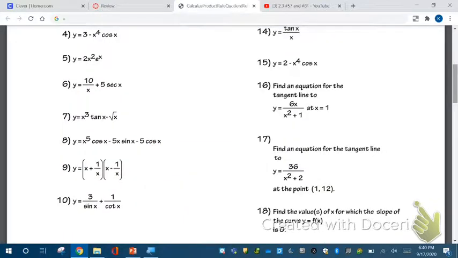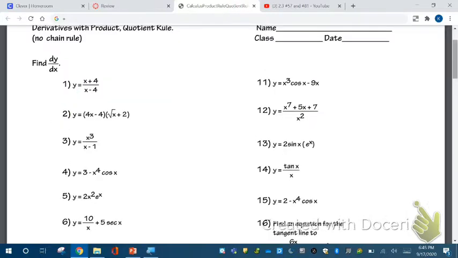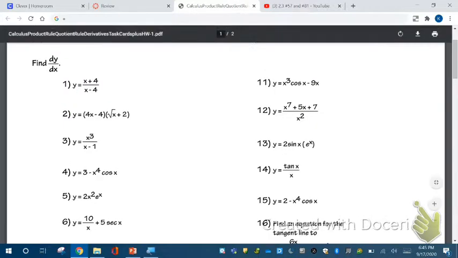Okay, number 6, this is a power rule. Okay, move that up. That's really written as 10x to the negative 1. And once you rewrite it like that, now you can do the derivative with a simple power rule. Okay? And then make sure your answer has only positive exponents. The derivative of secant is one of the new rules that I taught you. Secant tan.